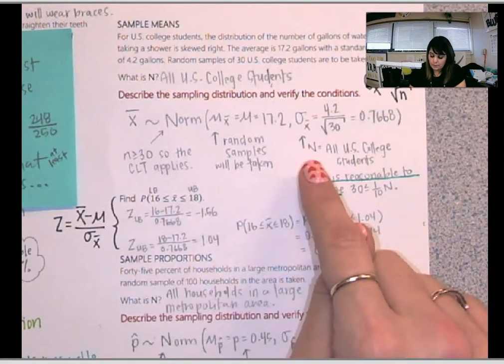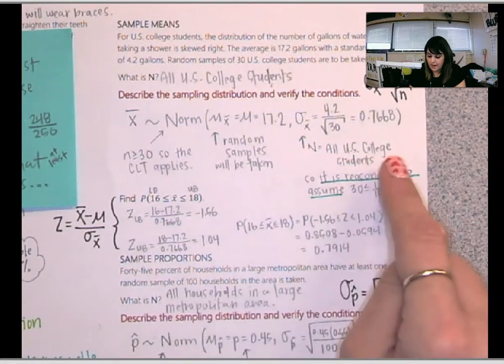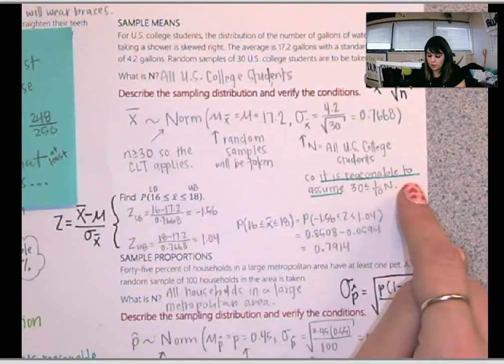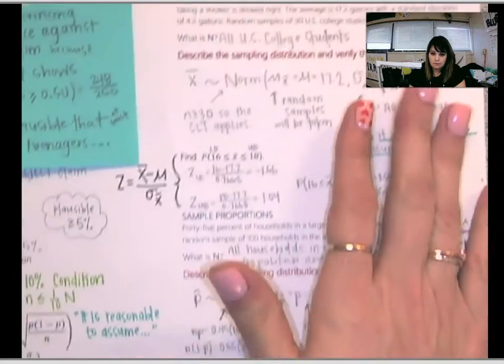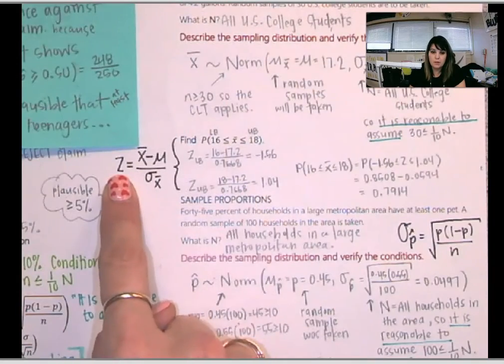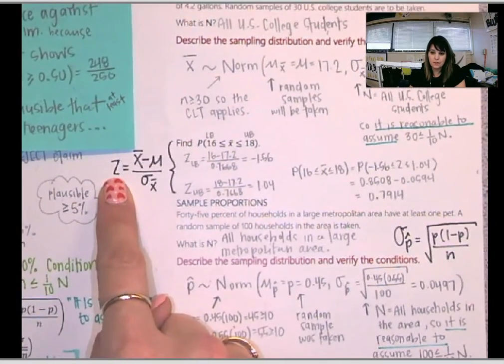So I just want to highlight the N is all U.S. college students, so it is reasonable to assume 30 is less than 1/10 of that. Here's my work and my formula for calculating this probability.